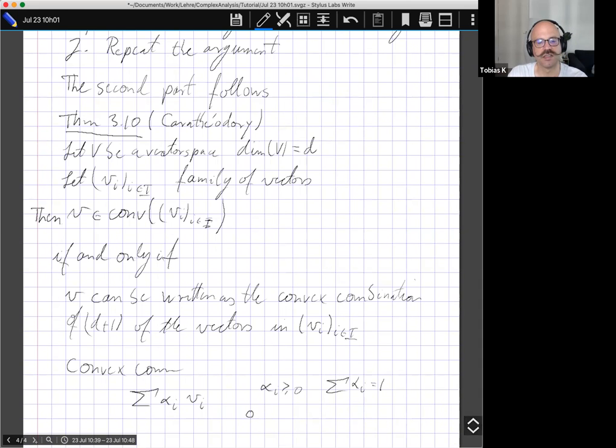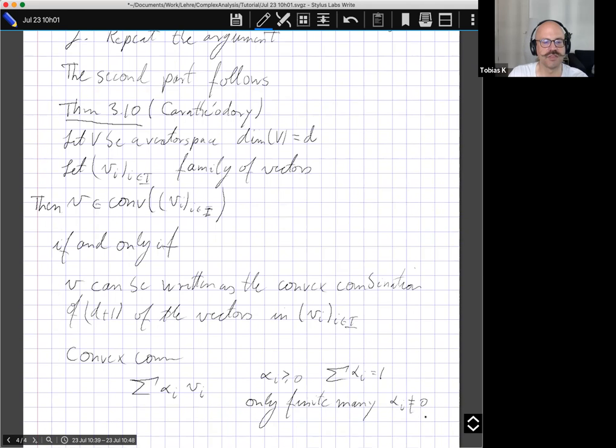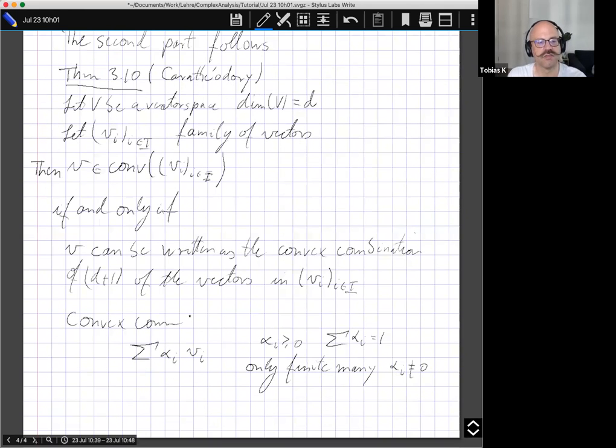And it's that only finitely many alpha_i are actually non-zero. So it's a relatively finite sum. So the convex combinations, like linear combinations, are only allowed in an algebraic context of finite sums. So that's an important difference to what you have in linear algebra.